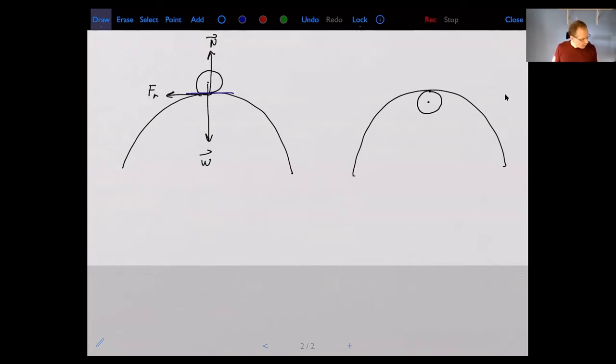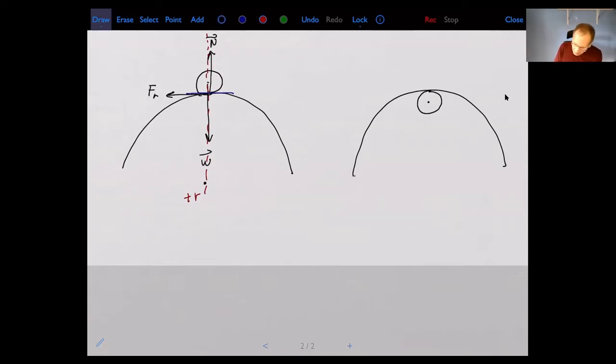Okay, so what we want to do is look at the sum of the forces just in the radial direction, towards the center of that circle. I'm going to call this direction right here, I'll do it in red, my plus R direction. You could say Y if you want. I'm just going to call it R for radial.